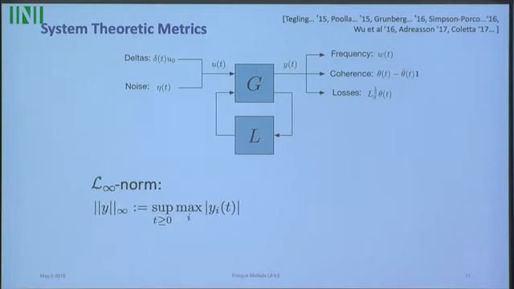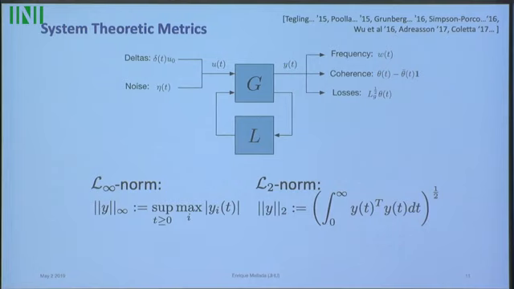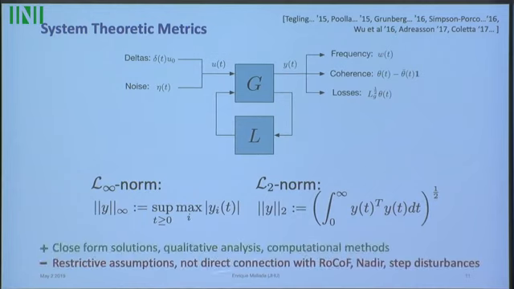And then you can define things like the infinity norm, so maximum values here, or the L2 norm, and integrate the square of the outputs over time. You can use this as your metrics, and in many ideal cases you can get closed form solutions. It's really nice, I think, for qualitative analysis. But the assumptions are very restrictive at this point, I believe. But it's also nice to get some computational methods out of it.